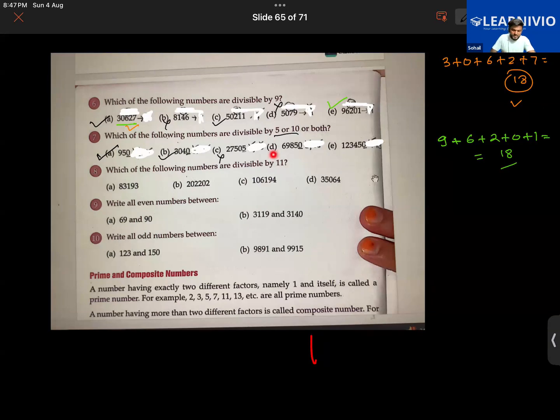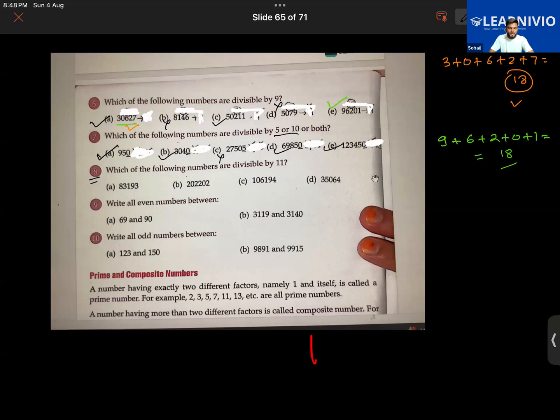See, question number D and E. Quickly answer this one. Look at the unit digit. It's divisible by both. Next of them, also divisible. Very good. Okay, now in question number 8, which of the following numbers are divisible by 11? Now that's a good question, right? Because the divisibility rule for 11 is somewhat interesting. So let us do this question.